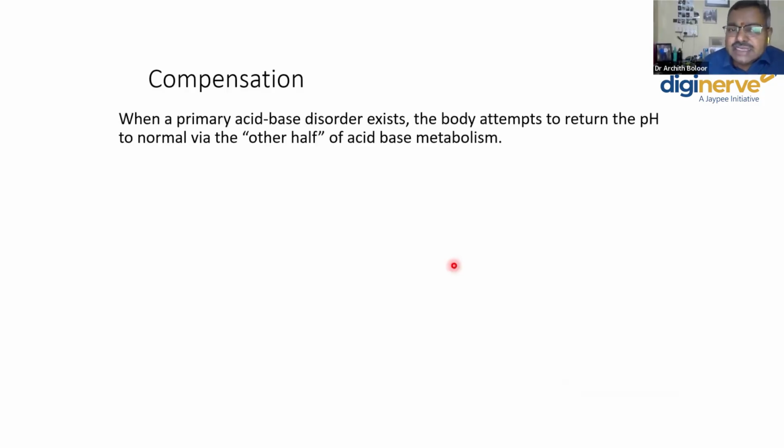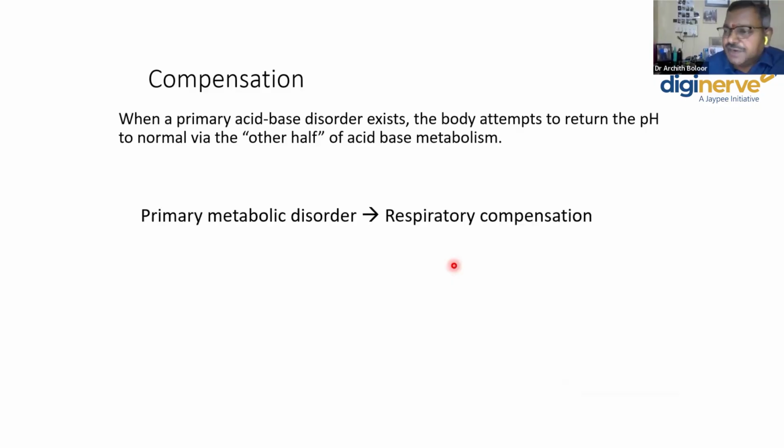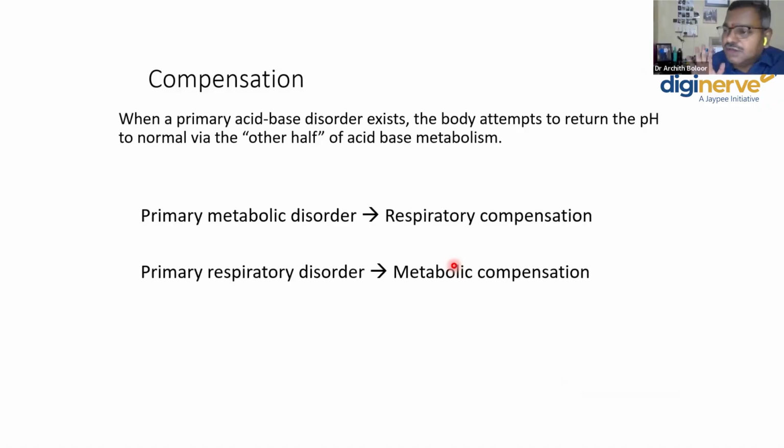So what is the compensation? What do you mean by that? Whenever a primary acid-base disorder exists, the body attempts to normalize the pH. As I told you, if it is metabolic, it's taking the respiratory compensation. If it is respiratory, it is going to take the metabolic compensation. So it is going to try to get the pH towards normal.